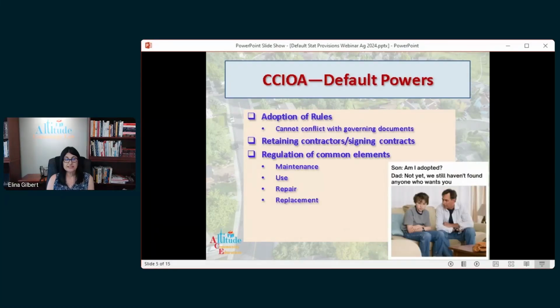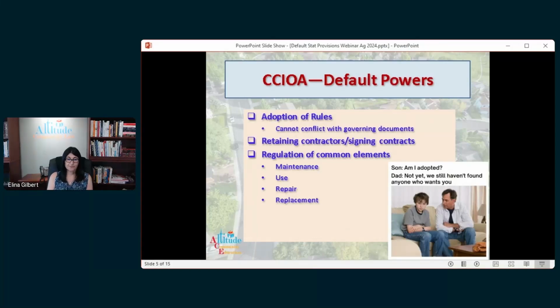And unless I tell you otherwise, when we go through these CCIOA default powers, it applies to communities created before and after CCIOA. And I will let you know if that's not the case. So just assume all of this applies to all communities regardless of age. All right, so let's talk about the default powers.